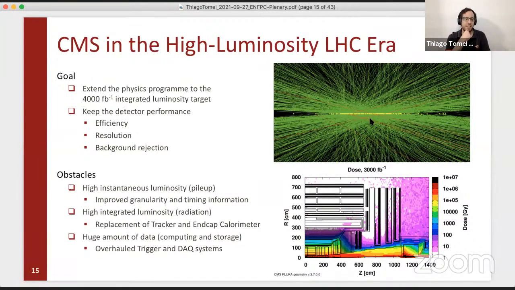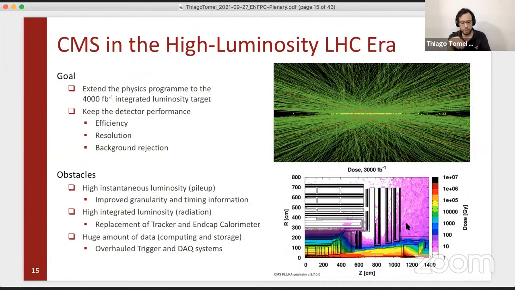The second thing is that not only the instantaneous luminosity is problematic, but also the integrated one, namely the radiation that these detectors are subject to. You can see here that for the tracker and the endcap calorimeter, they're going to be exposed to an extreme amount of radiation. So their key parameters will degrade.